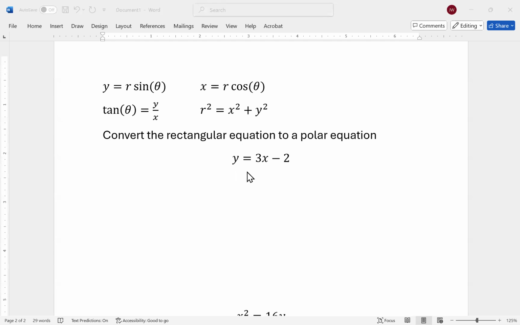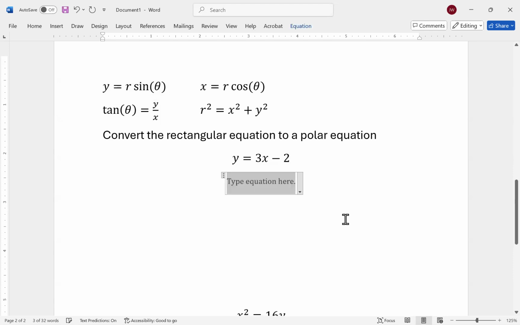Let's do y equals 3x minus 2 right now. Y equals 3x minus 2 is not going to fit an x squared plus y squared form very nicely. It's not going to have y over x. So when in doubt, just replace every y I see with r times sine theta and every x I see with r times cosine theta. When you do that, you get r times sine of theta is equal to 3 times r times cosine of theta, and then minus 2.